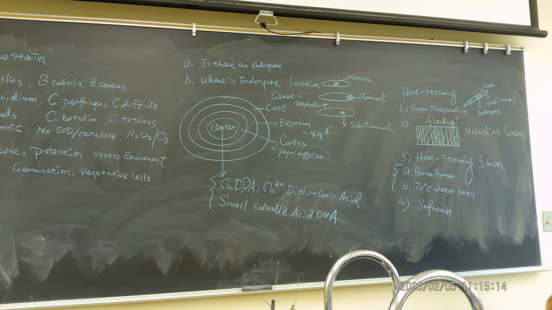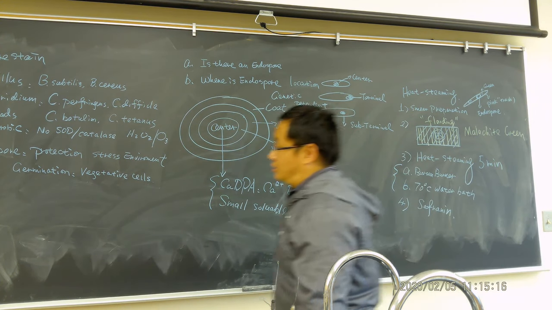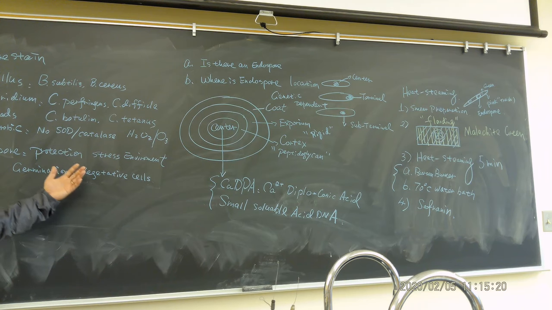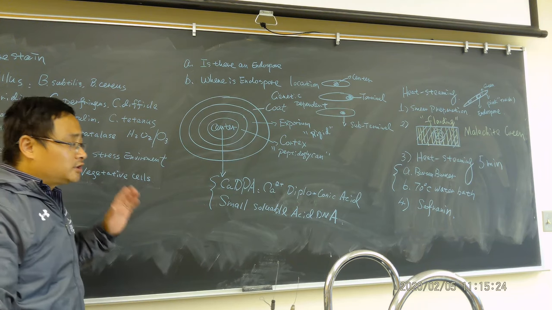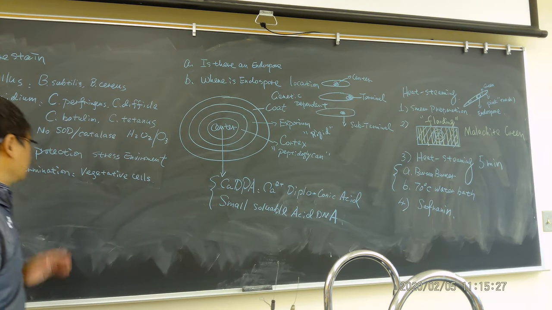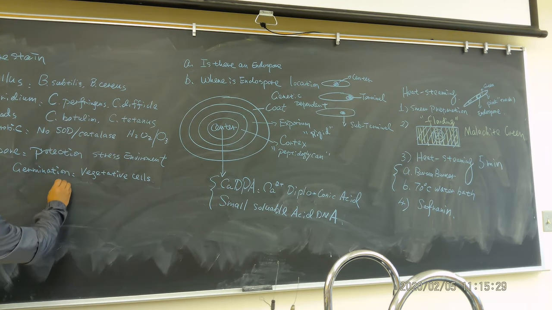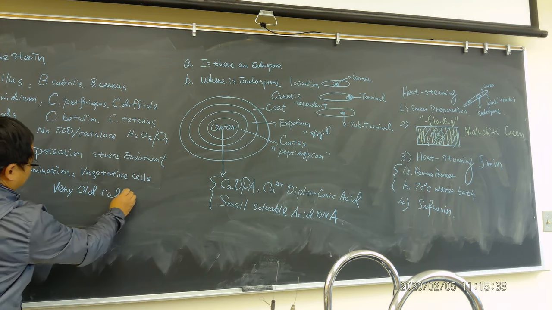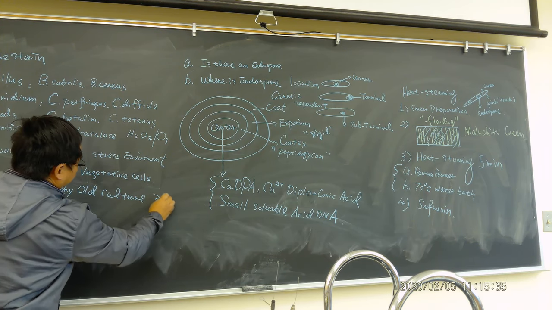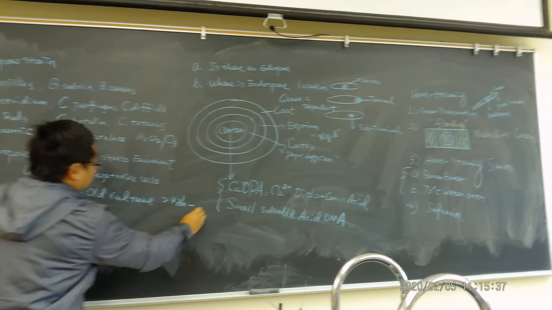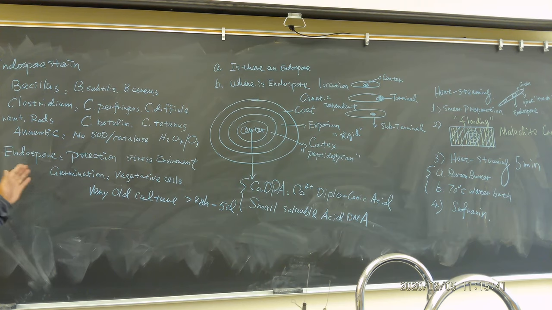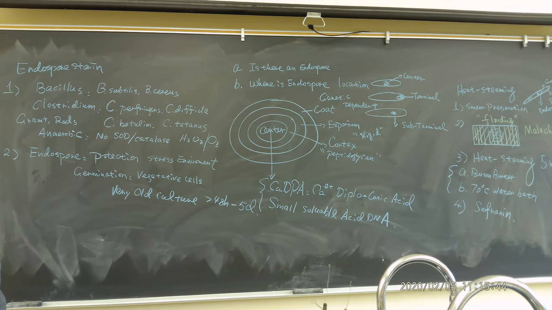Okay, now because the endospore is generated for protection in a stress environment, it is different from the gram stain. For the endospore stain, we need to use a very old culture. Usually, it's more than 48 hours to even 5 days, because we want the bacteria to create endospores.